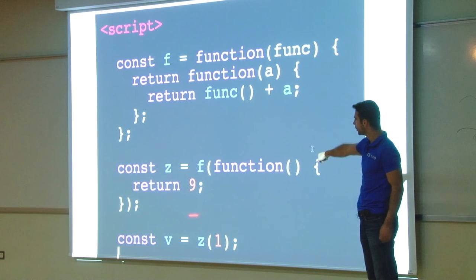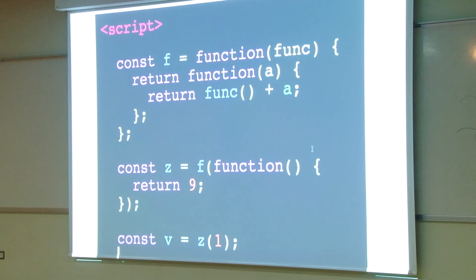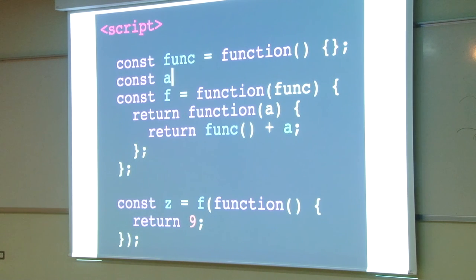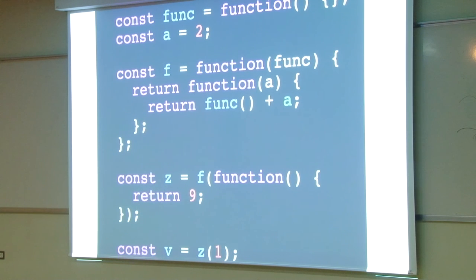We pass this function here, which goes here, right? Hang on, the thing is, this is too easy. Let me give you something like, imagine you have a const func here, which does nothing, and then you have a const a here. So you have these two values represented here by variables, right?